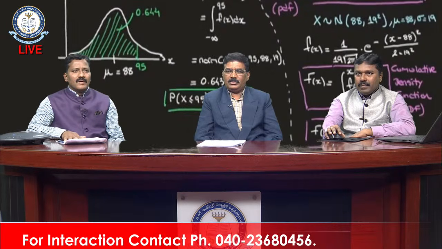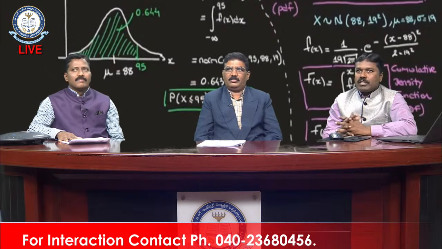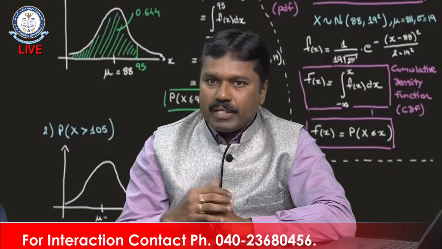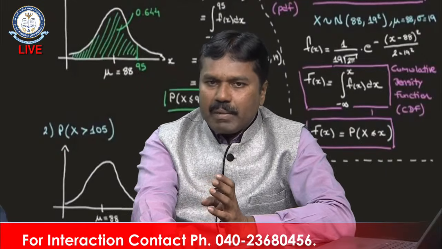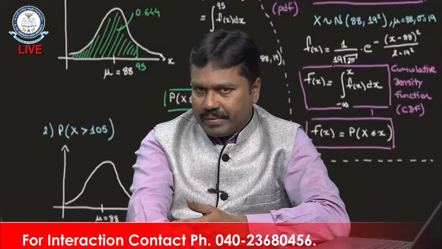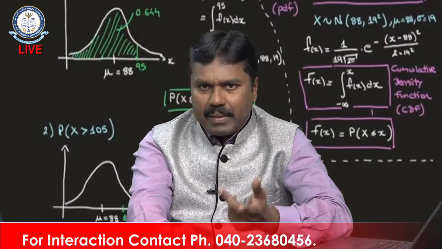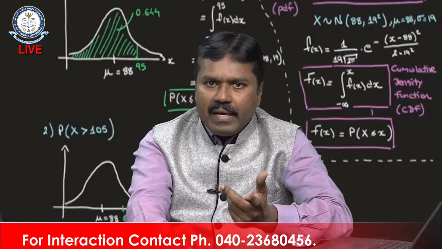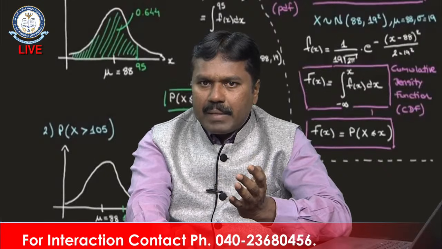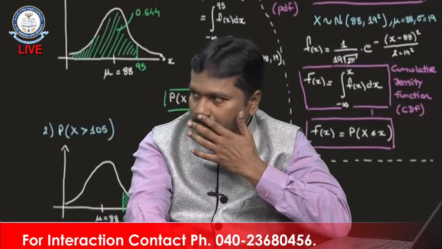What is the mean and variance of the distribution? Okay, I'll explain. The mean of the normal distribution is mu, and the variance is sigma square. We can use the moment generating function or other methods to find the mean and variance of the distribution. These are nothing but the parameters of the normal distribution.